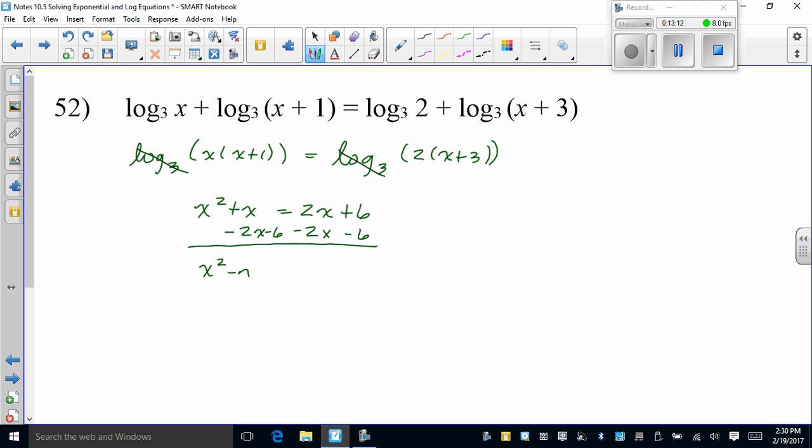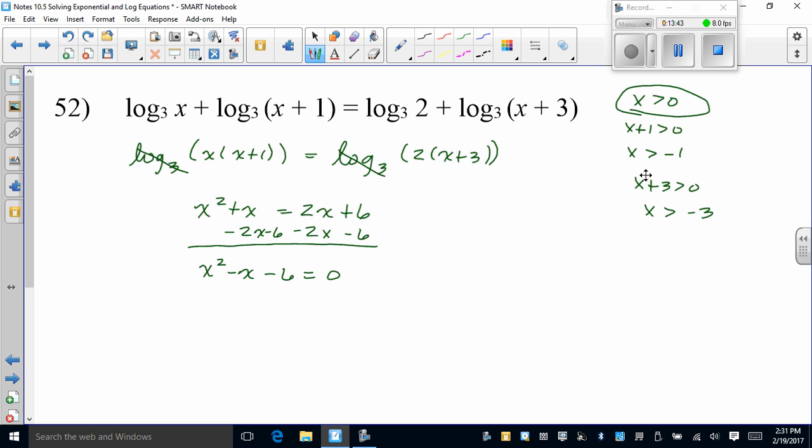Now we didn't talk domain, so let's talk domain. X has to be greater than 0. X plus 1 must be greater than 0, so that gives us x must be greater than negative 1. So this one still wins. And then x plus 3 has to be greater than 0, so x must be greater than negative 3. And that is the largest of the 3 numbers, so that is the domain I want.